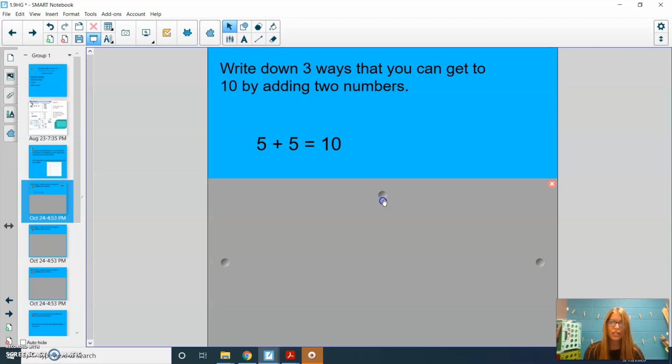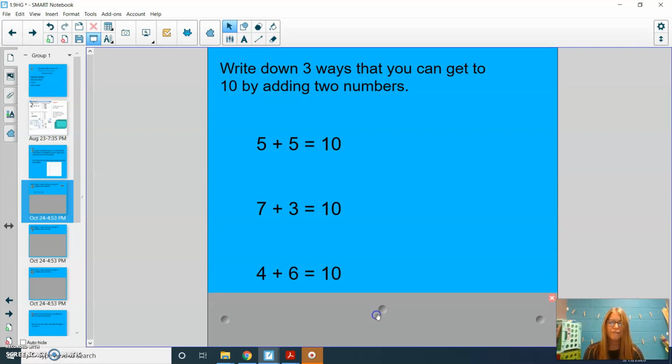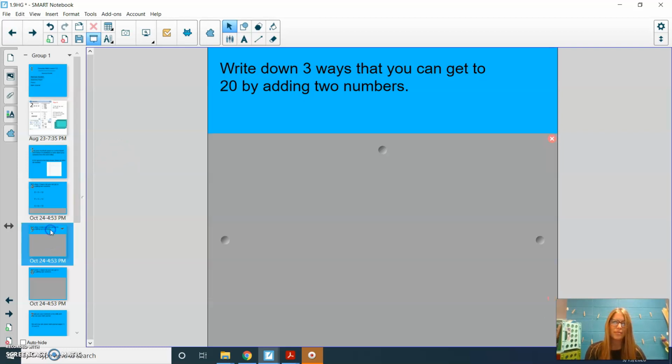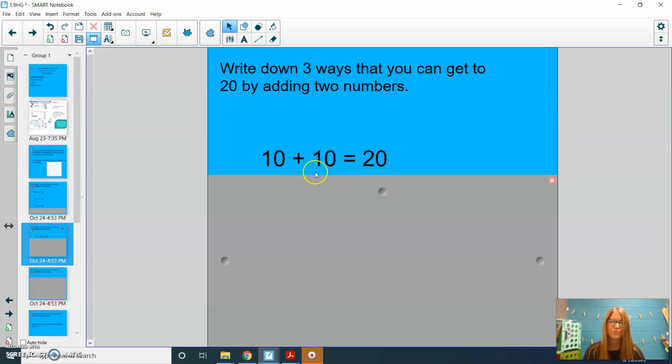All right, second graders, there's lots of possible answers, but I also chose 7 plus 3 to equal 10 and 4 plus 6 to equal 10. Let's try another problem like this. This time, can you write down 3 ways that you can get to 20 by adding 2 numbers? I'll show you my first one so you know what I mean for an example. I know that 10 plus 10 equals 20. Can you think of 2 other ways to get 20? Press pause and then play when you're ready to hear the answer.